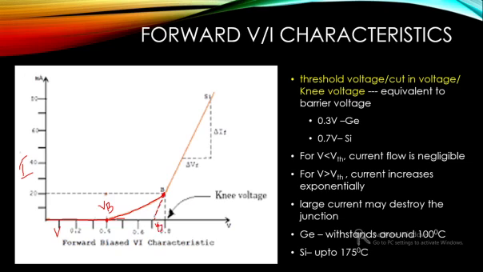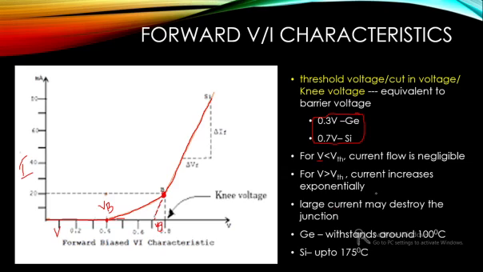As the applied voltage overcomes the barrier potential, you will get an exponential increase in current. The knee voltage for germanium is 0.3 volts and for silicon is 0.7 volts. If the applied voltage is less than the threshold voltage or the knee voltage, the current flow will be negligible. Whenever the applied voltage becomes greater than the threshold potential, then the current will increase exponentially.